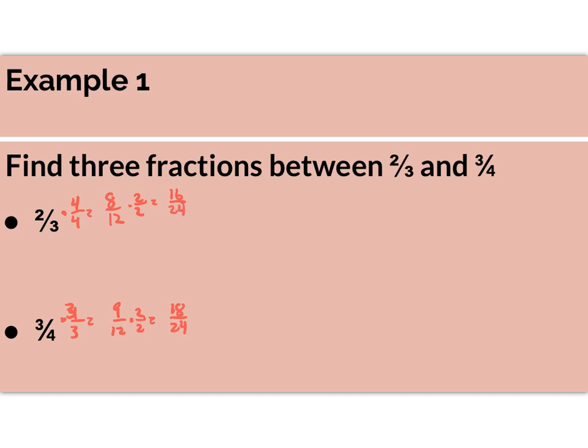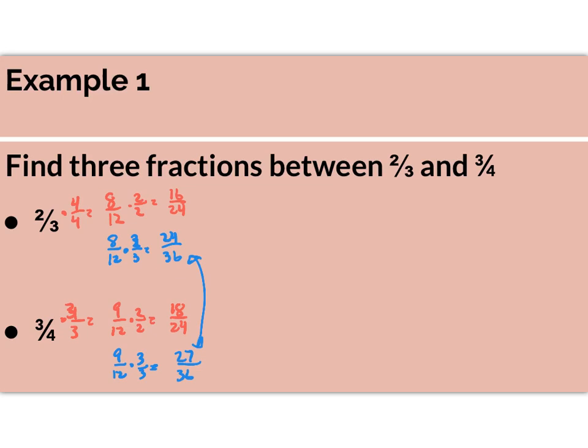But if we multiply these, let's take 8/12 and multiply that by 3 over 3, which would give us 24 over 36, and then take 9 over 12 and multiply that by 3 over 3, and we're going to get 27 over 36. And so now we can see we have a lot more options when we just keep multiplying.